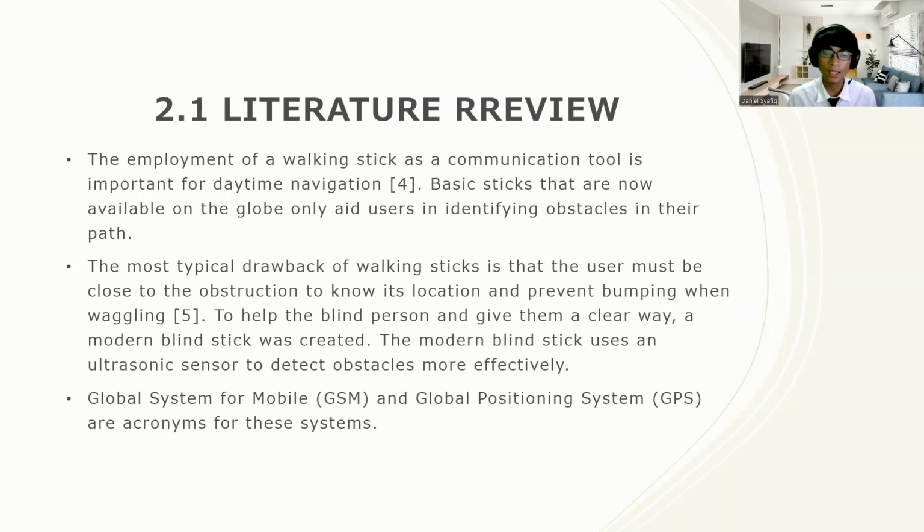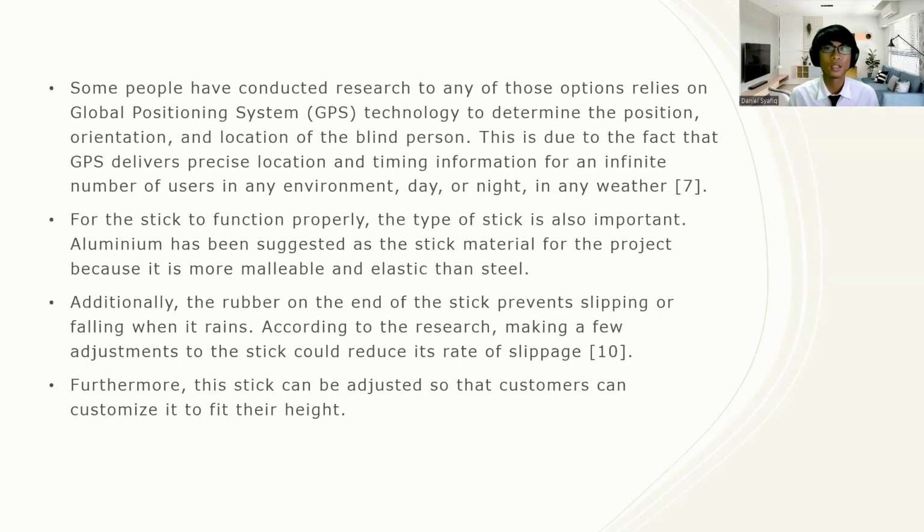Global System for Mobile and Global Positioning System (GPS) are acronyms for this system also. Some people have conducted research on any of those options that rely on Global Positioning System (GPS) technology to determine the position, orientation, and location of the blind person. This is due to the fact that GPS delivers precise location and timing information for an infinite number of users in any environment, day or night, in any weather also.